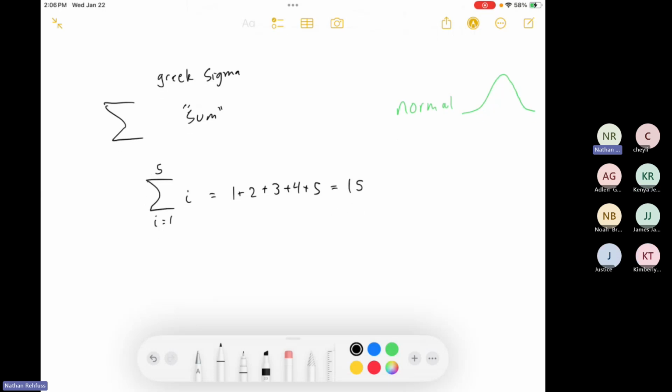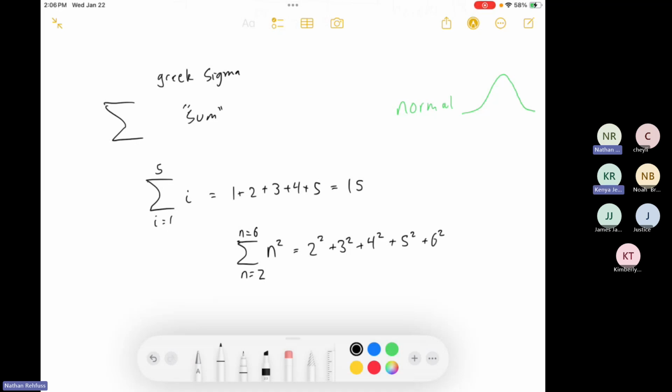Or if I did n equals 2 to n equals 6 of n squared, then I would do 2 squared plus 3 squared plus 4 squared plus 5 squared plus 6 squared. Hopefully that's making sense. And again, just stop me if it's not. I'm not going to bother finishing that computation. I just wanted to show you that's how sigma looks.